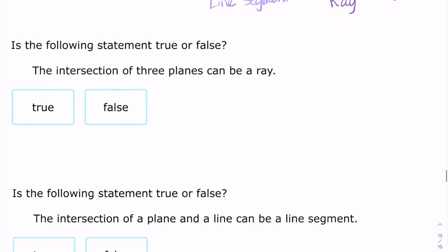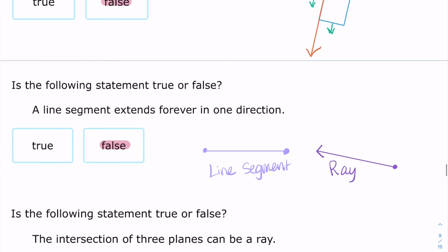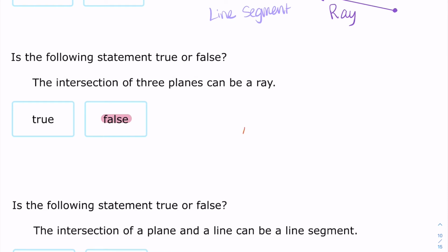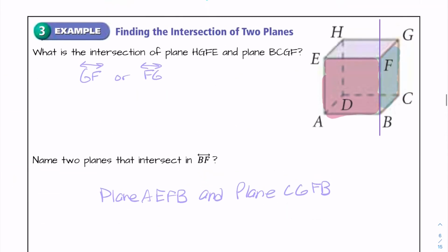Is the following true or false? The intersection of three planes can be a ray. Again, that's false because it has to be a line. I don't know how I'm even going to do this, but I'll try to sketch it by hand here. We have this one, this one, and then this one. This is going to be tough to draw here. Let me work off of this up here.